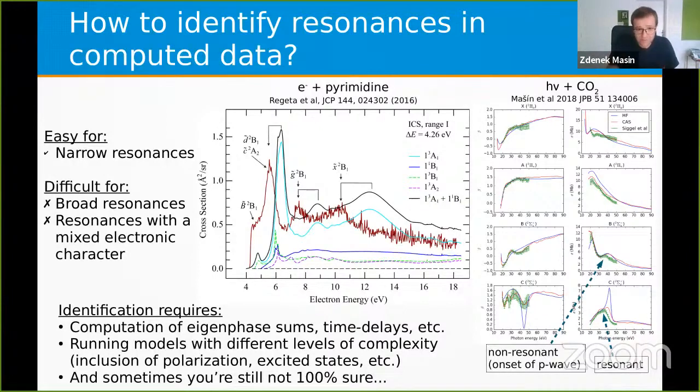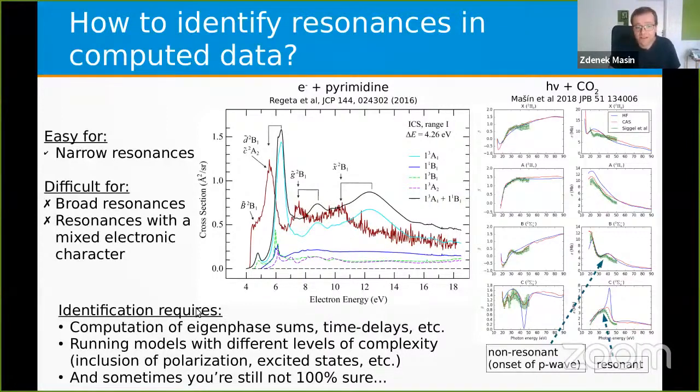So here's a couple of examples. Here is a cross-section for electron impact electronic excitation of pyrimidine that we calculated, which is this black curve. And there is the experiment, which is this jagged red curve. And all these peaks here correspond to resonances. And we spend a lot of time trying to identify those resonances, make sure that these peaks really are resonances, that they are not some kind of other background scattering or anything like that.